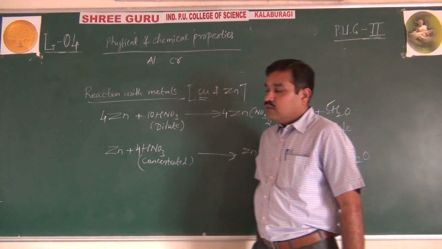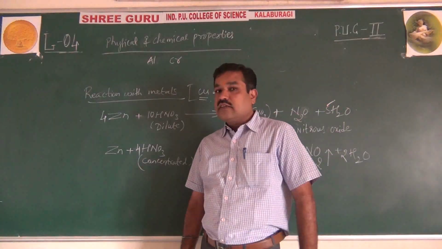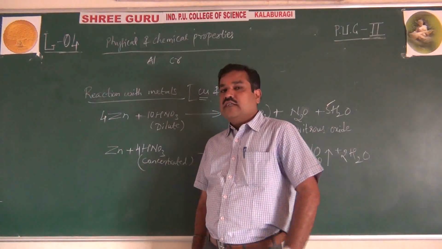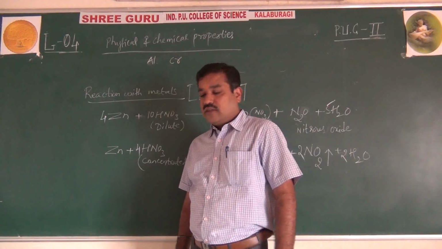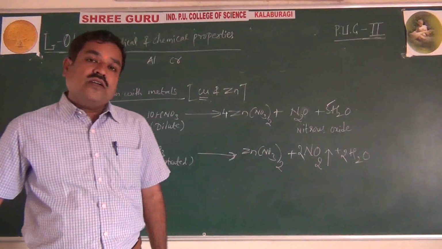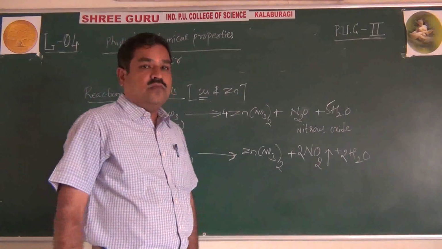But nitric acid will react with non-metals, because I told you it acts as an oxidizing agent as well as a reducing agent. It is a powerful oxidizing agent and at the same time a reducing agent. It reacts with non-metals also. How it oxidizes non-metals and reduces itself, let us see with some examples.